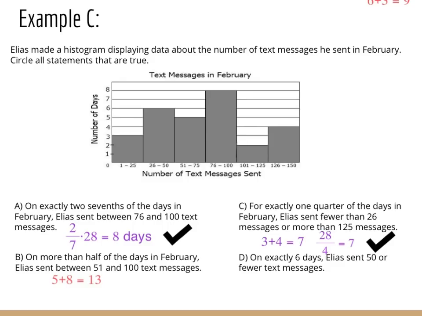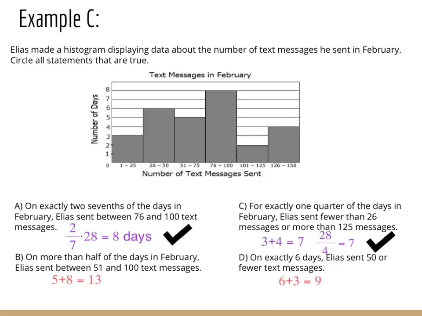The final letter says on exactly 6 days, Elias sent 50 or fewer text messages. So if he spent exactly 6 days, Elias sent 50 or fewer text messages, I need to look at the column, and it says 26 to 50 would be 6 days, but that is not the only column I need to look at, because on the days where he sent 1 to 25, that would also be less than 50 text messages. So when I add those 2 columns together, 6 plus 3 is equal to 9 days, and that is not exactly 6 days, because I had to include both columns. So that statement is not true.